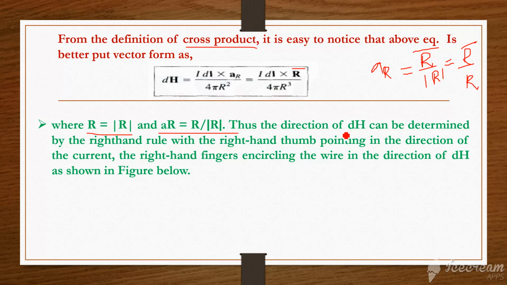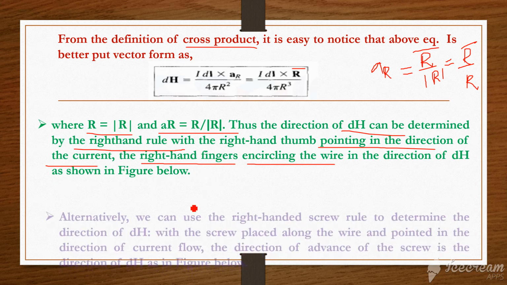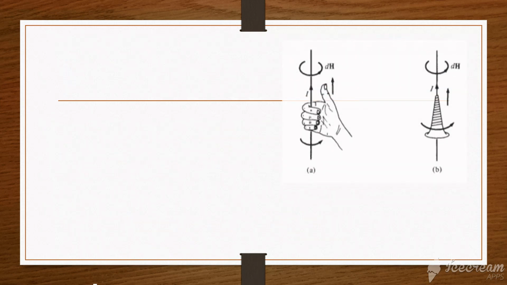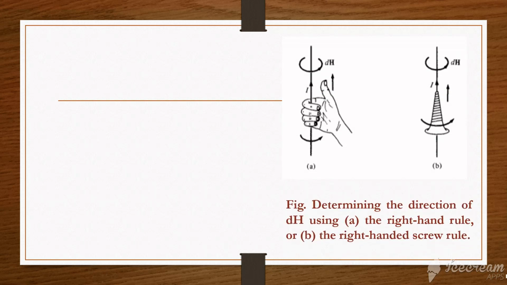Thus the direction of dH can be determined by the right hand rule, with the right hand thumb encircling the wire in the direction of dH as shown in the figure below. Alternatively, we can use the right hand screw rule to determine the direction of dH, with the screw placed along the wire and pointed in the direction of current flow. The direction of advance of the screw is the direction of dH as shown in the figure below. So the first one is the direction of dH using the right hand thumb rule, and the second one is the right handed screw rule.